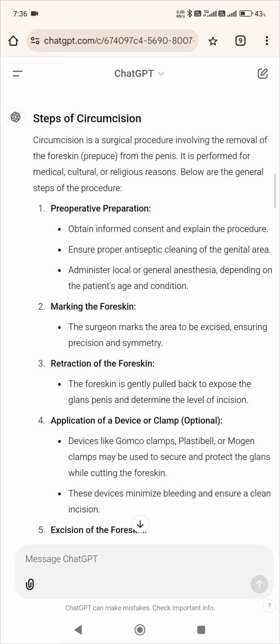1. Preoperative preparation. Obtain informed consent and explain the procedure. Ensure proper antiseptic cleaning of the genital area. Administer local or general anesthesia, depending on the patient's age and condition.